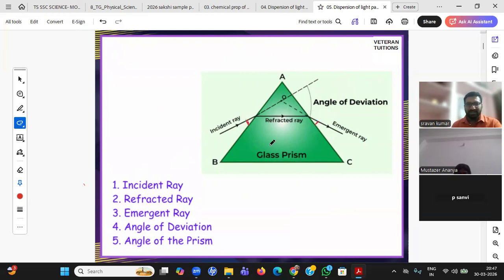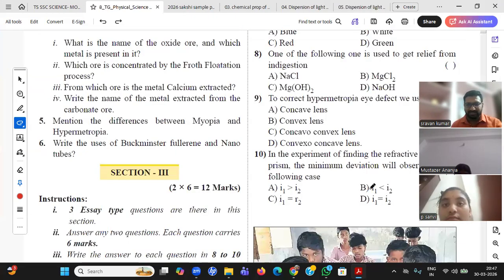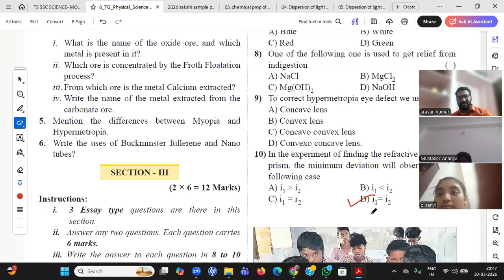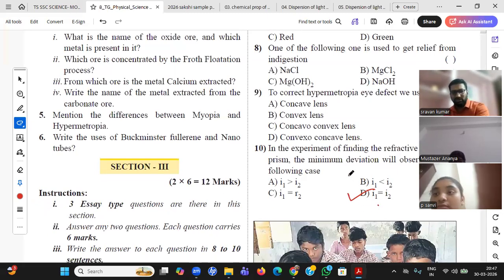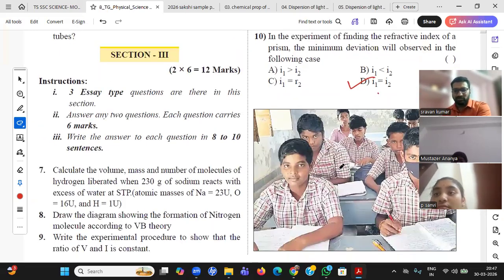So let me have clarity on this particular topic. I did not recollect this topic for so many days. I'll try to explain. But I see the answer is right. What Ananya gave as the answer is right, I guess. The answer should be I1 equal to I2 for minimum deviation. I'll check it. Okay, next question on the screen.